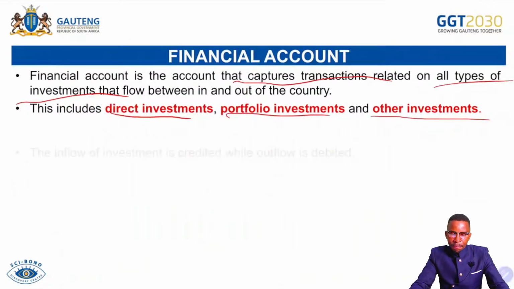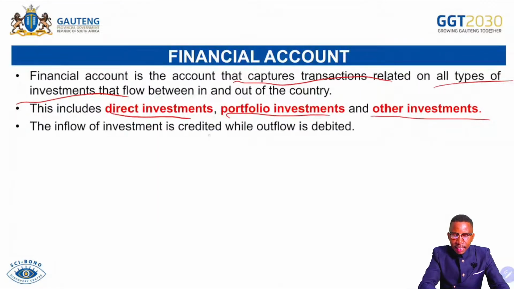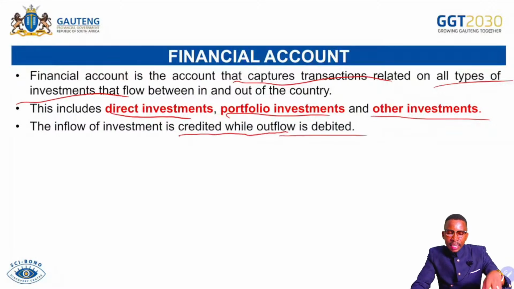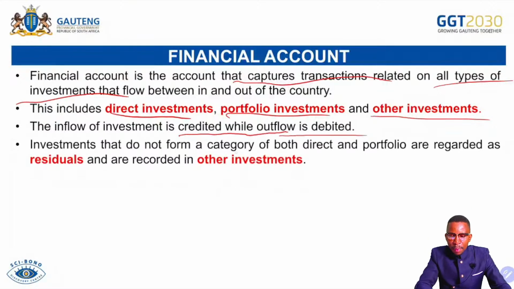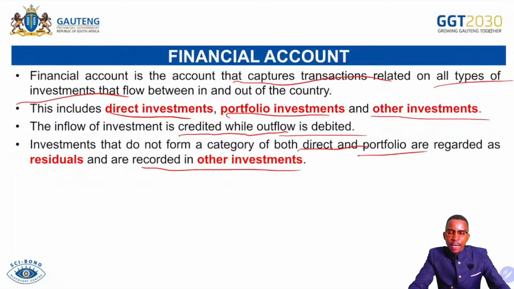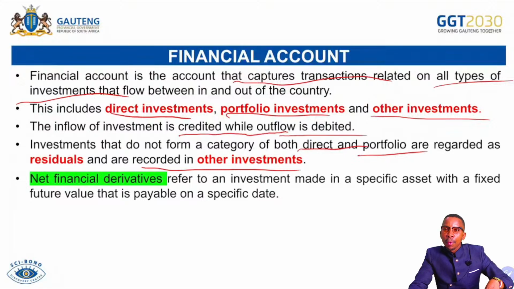They will be discussed. So the inflow of investment is credited while outflow of investment is debited. So we credit the inflow because money flows in. We debit the outflow because money goes out of the country. So investments that do not form a category of either direct investment or portfolio investment are part of the residual. They are recorded as other investments. So they are not part of either direct or portfolio. They will be explained. The parts on direct and portfolio will also be explained.